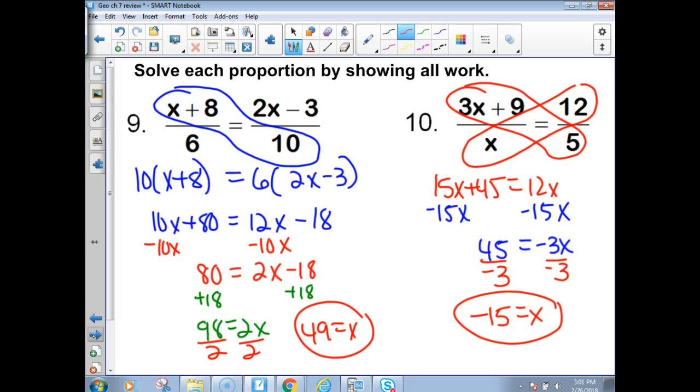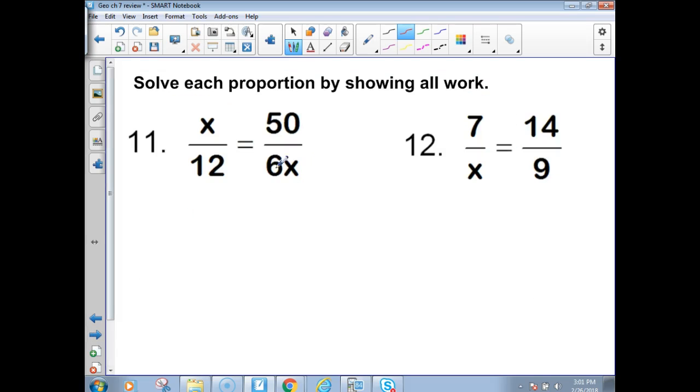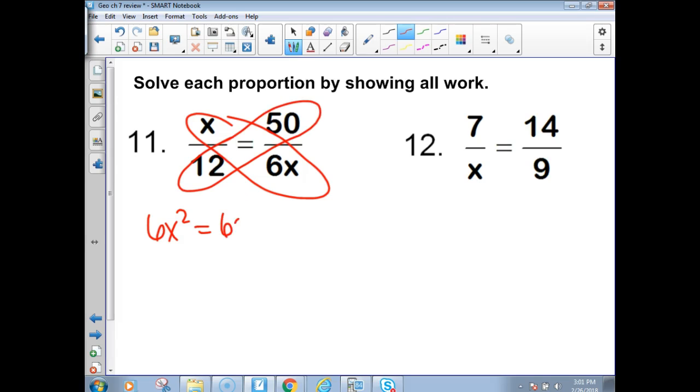Okay. If you made some mistakes there, you might want to correct that. Of course, you should correct it. All right, 11, multiply across. 11's kind of weird because you get 6x squared, and that equals 600. And then you divide by 6, and you get x squared is 100.